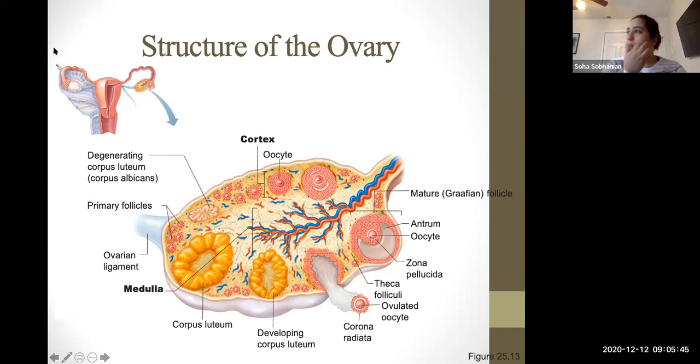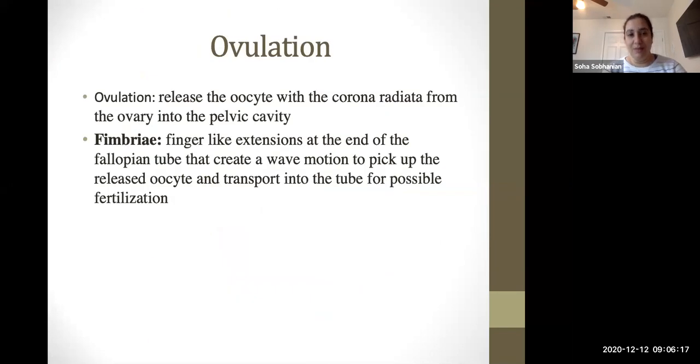So again, when I'm asking you guys a question, please make sure you write step by step the steps of the follicular phase, which is primordial follicle, primary follicle, secondary follicle, Graafian follicle. Going through these phases takes about 13 days. And by the 14th day in a regular female cycle, you have the process of ovulation, which is depicted here. Ovulation, as I said multiple times, is the release of your oocyte or your ovum with its corona radiata into the pelvic cavity.